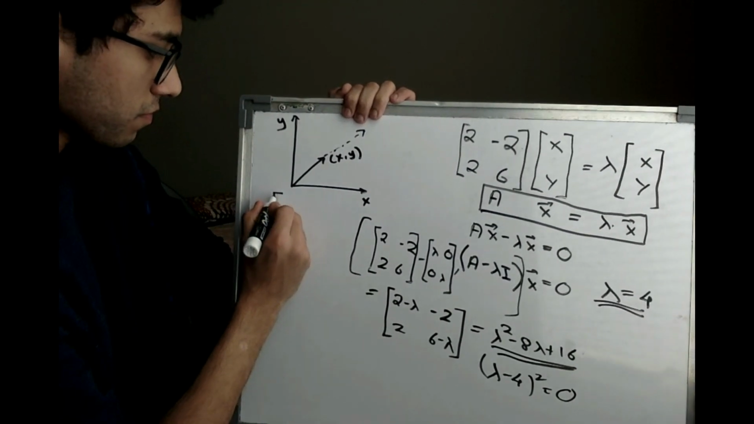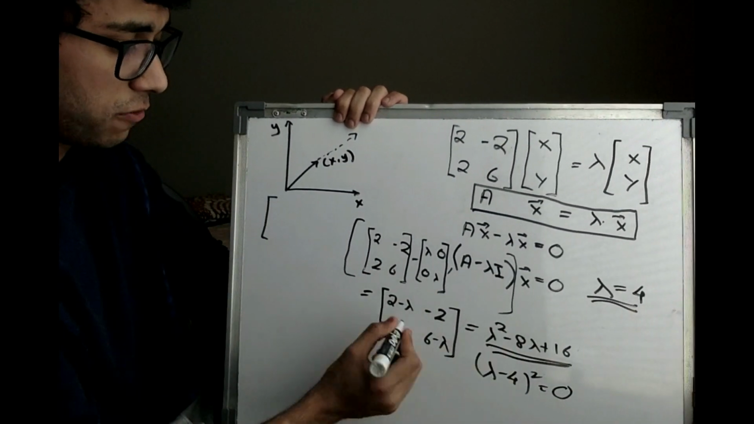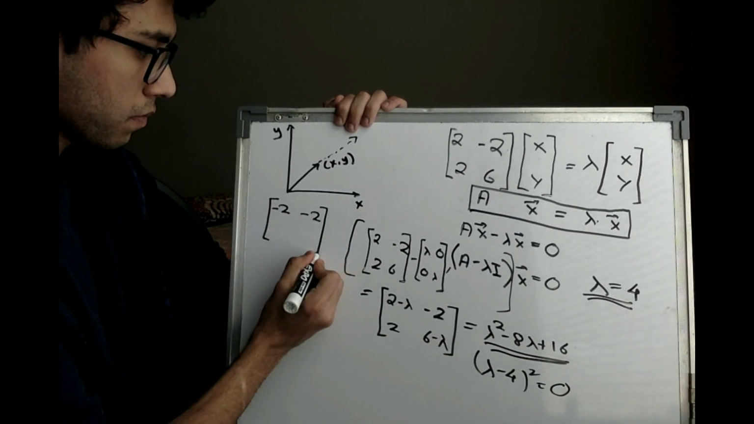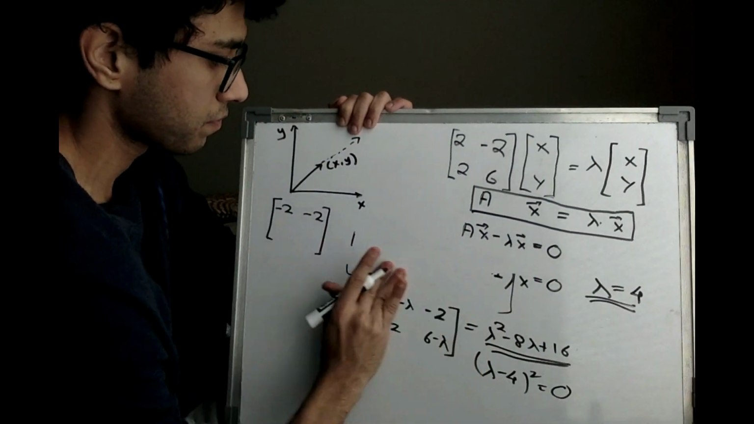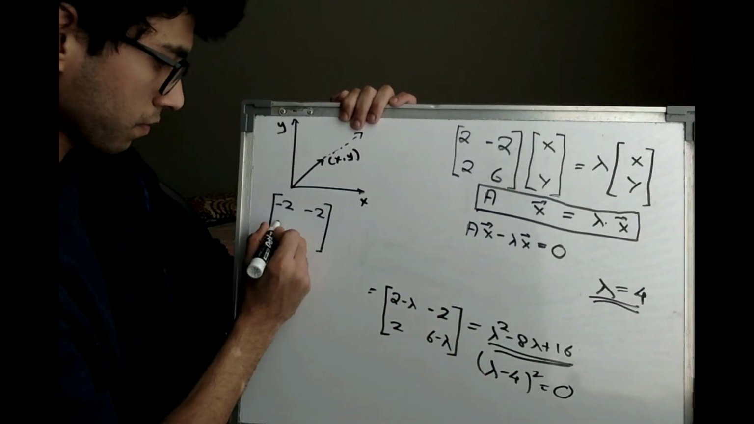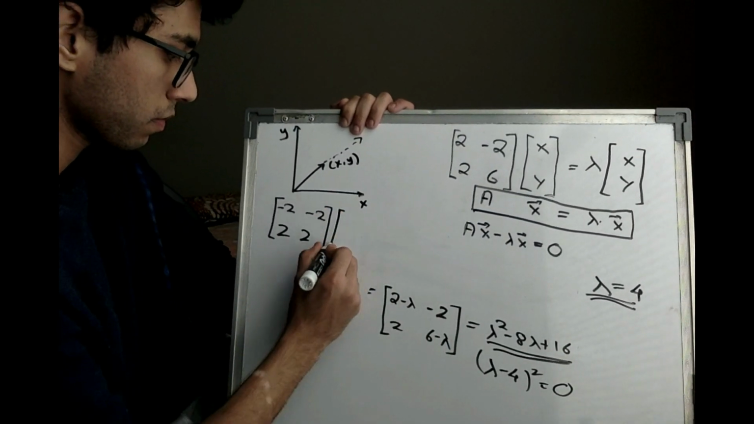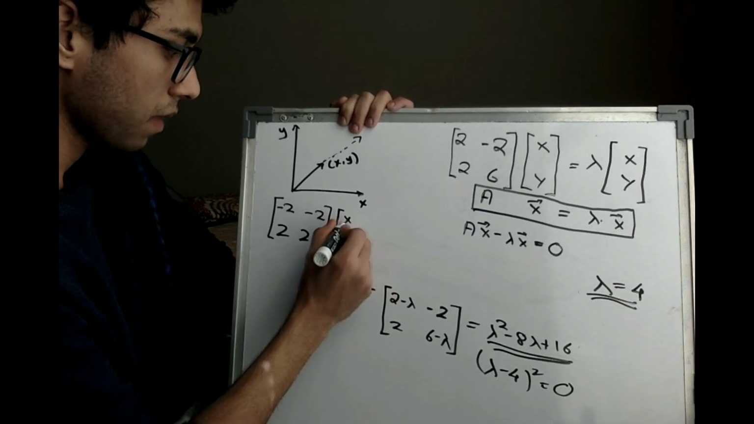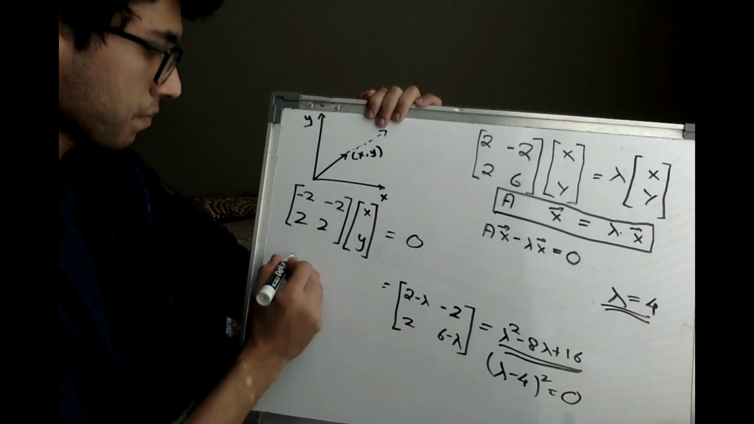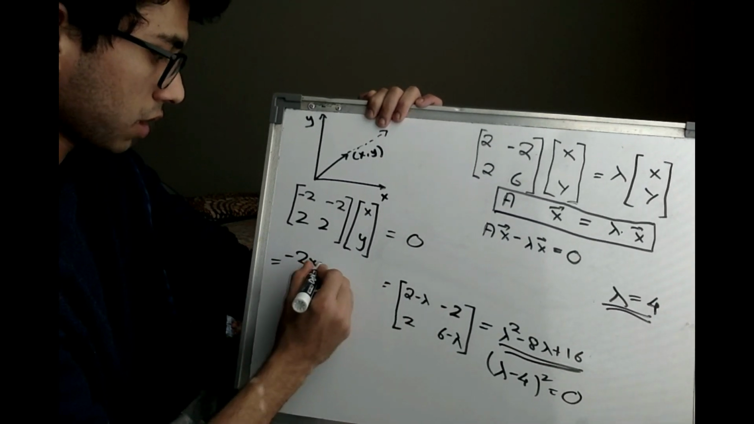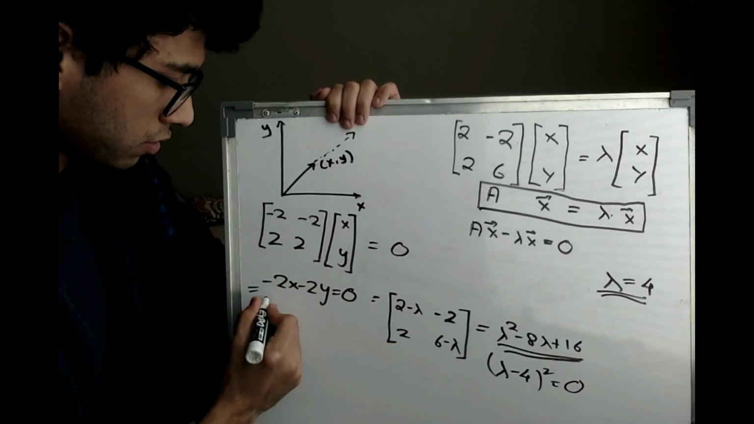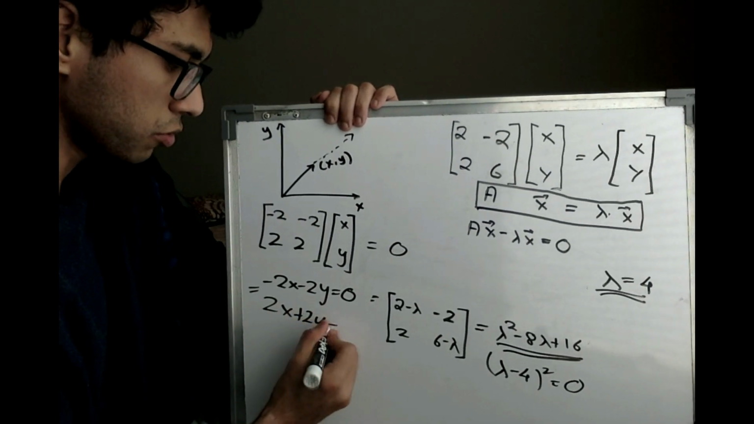So now, let's substitute the value of lambda as 4. I get 2 minus 4, minus 2, minus 2, and 6 minus 4 is 2, times x and y equal to 0, which will be minus 2x minus 2y equal to 0 and 2x plus 2y equal to 0.